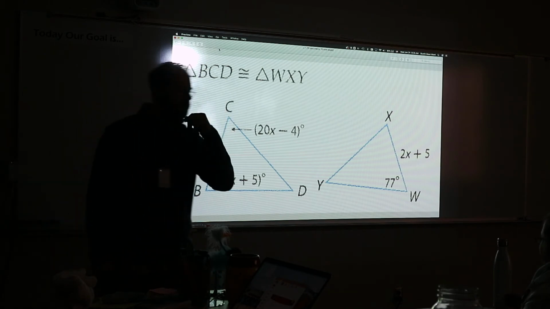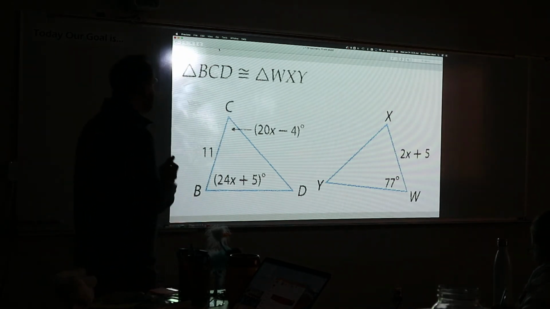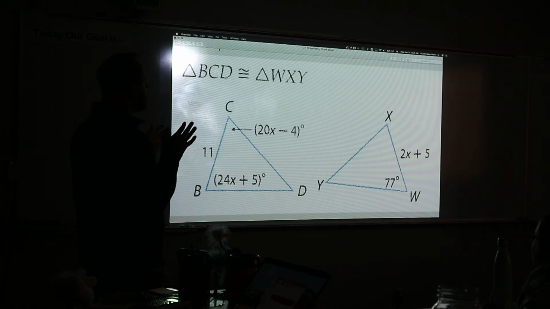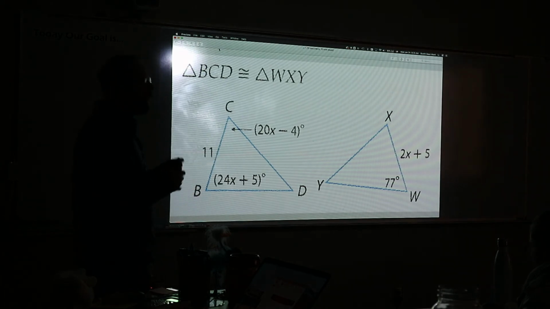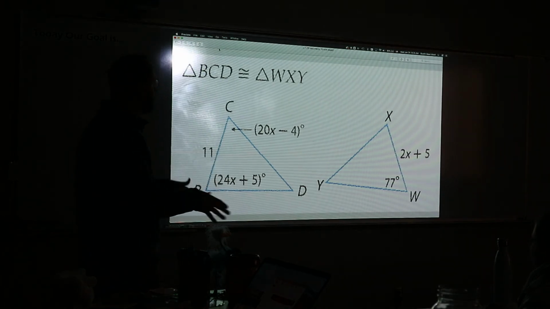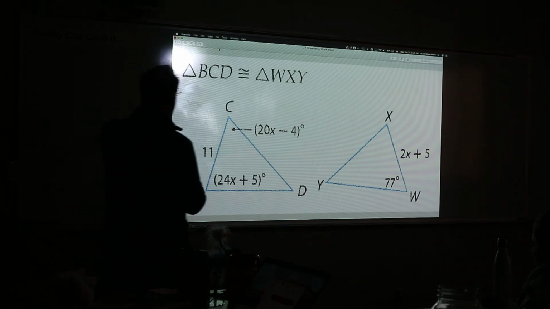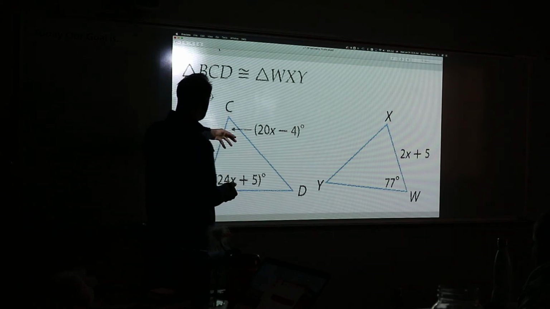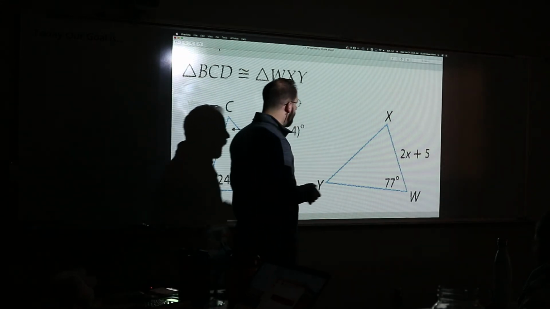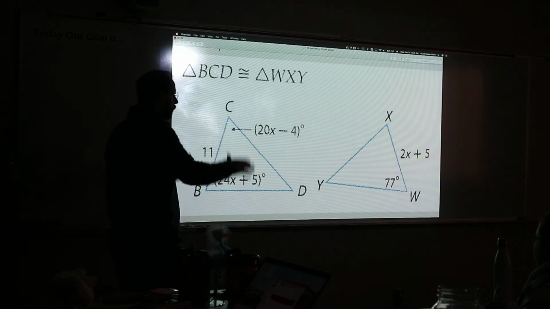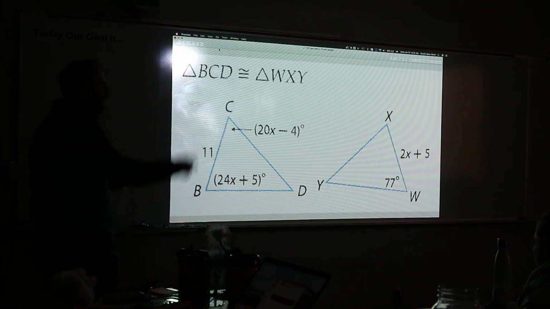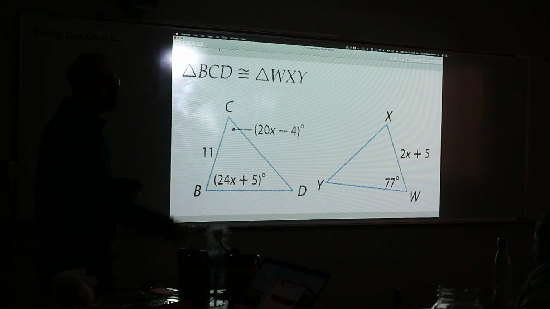So this is one of the problems that I picked out of your book that I thought was interesting enough. The question that they asked is: find the value of x, according to the picture, that makes the triangles equal. So I want to make this triangle BCD equal to WXY. I want to make the triangles equal, and I want to find the value of x that can possibly do that.